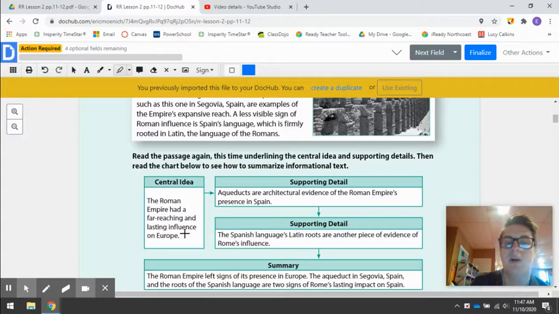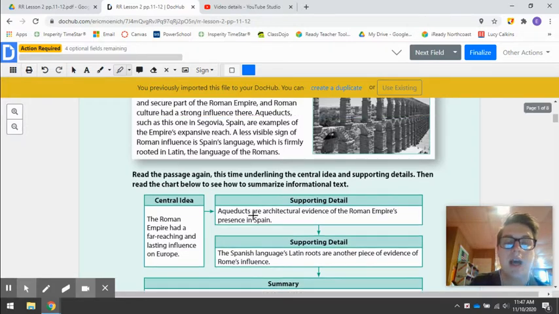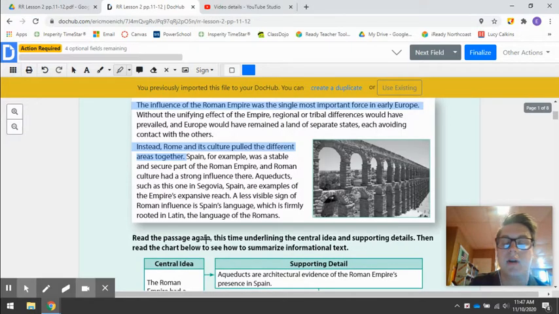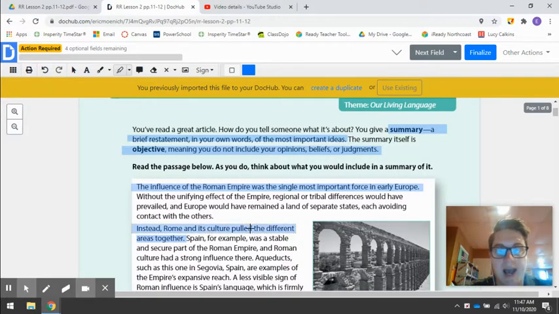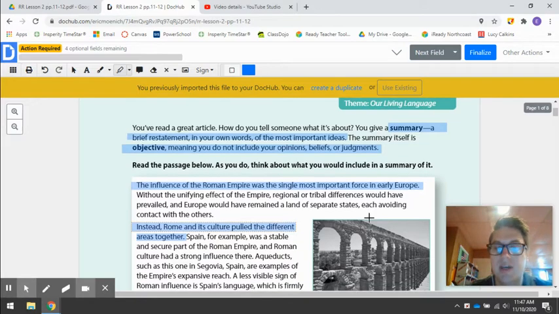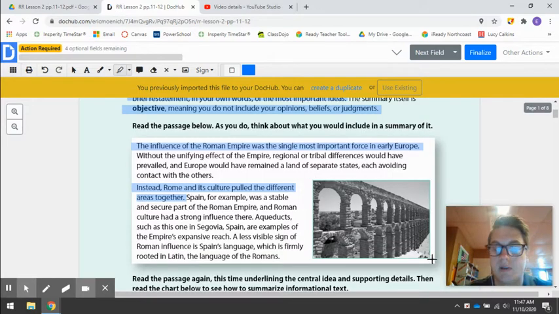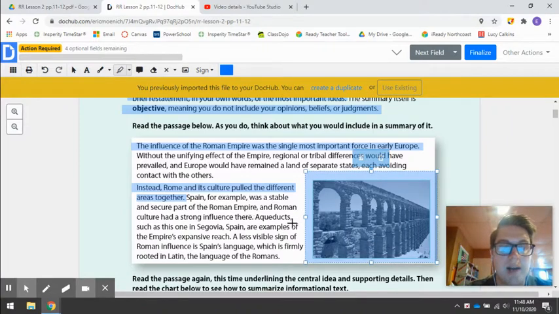Then the supporting details that they pulled out, they said that aqueducts are architectural evidence of the Roman Empire's presence in Spain, right? So again, a detail that supported their central idea, the aqueducts, well, there's two things I see. Number one, I see the picture of it right here, so I can highlight that or circle that. And then the other thing is I see in my text, not too far down from one of the central ideas, is this example, right? So in a second, those things will be highlighted.